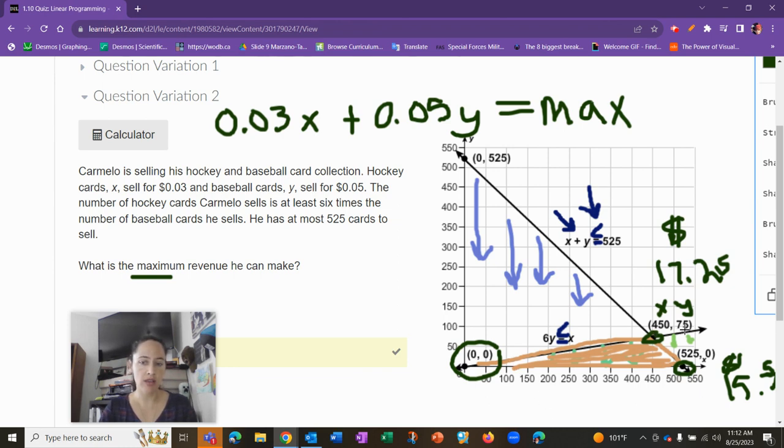So it's going to be this combination where you sell 450 baseball cards and 75 hockey cards so Carmelo can make the most money. And that's what you would tell him if, say, you were working for him. You'd be like, hey, boss, this is what you should sell. Boom. You just got a promotion.